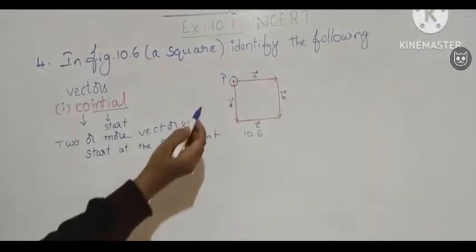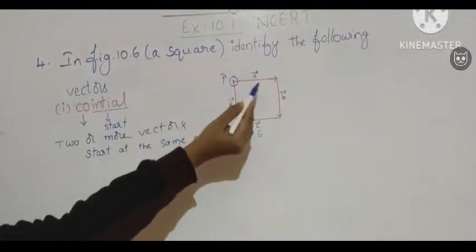So, the co-initial vectors are A bar and D bar.